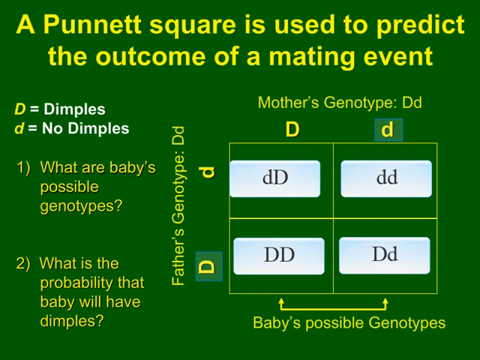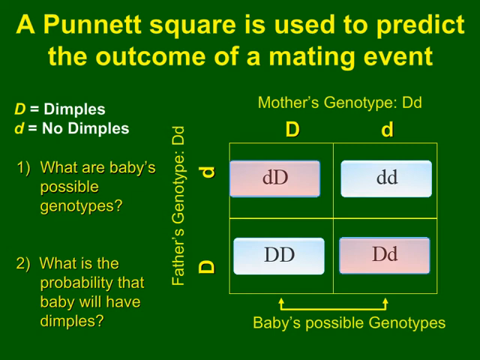So the big picture here is that if we know mom and dad's genotype, we should be able to predict the frequency of genotypes among the offspring. We would know that if two heterozygotes mate, 25% of their offspring will be homozygous dominant, 25% will be homozygous recessive, and 50% will be heterozygous.